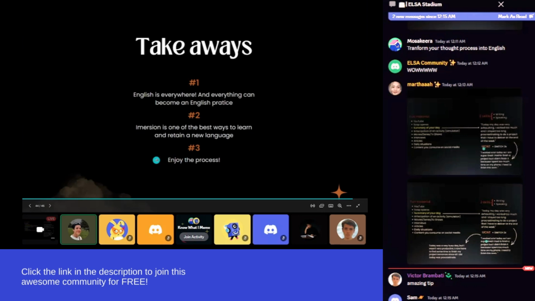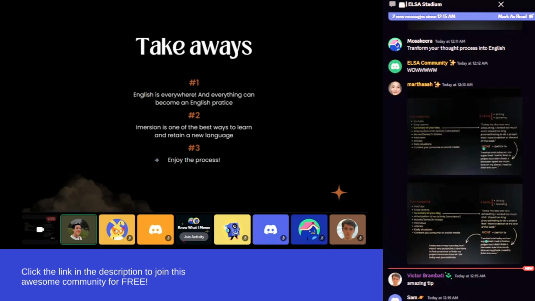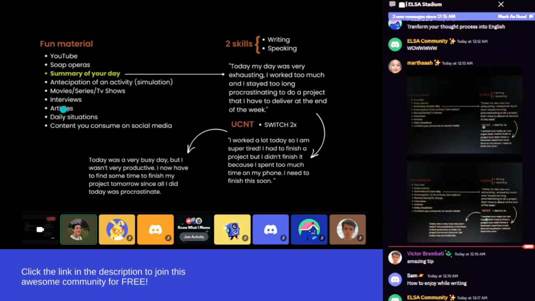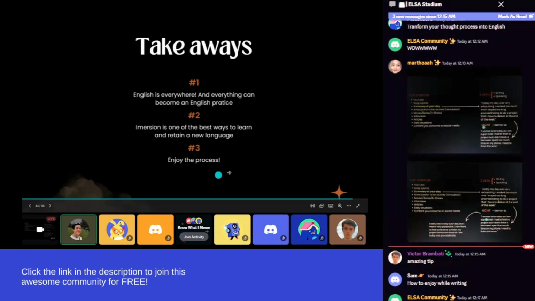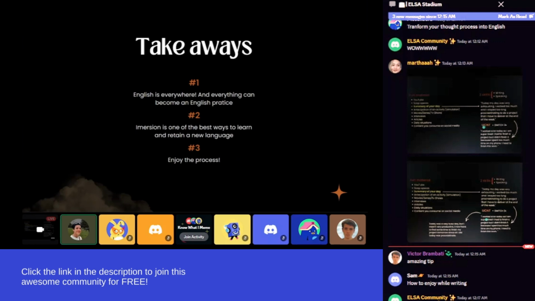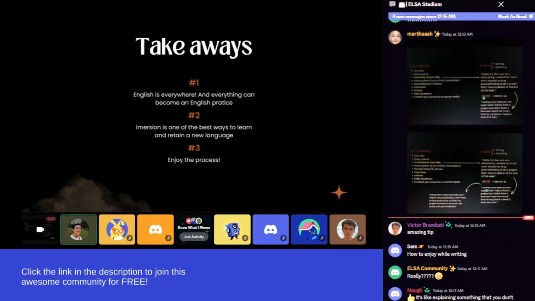For today's practice, I'm going to use the summary of my day. Okay? And I'm going to use 2 skills. Remember this? These are the ingredients: fun material, 2 skills, and the urgent, challenging need technique. So I have the fun material, and now I'm going to use the 2 skills. So I wrote in English about my day. Very easy. Today my day was very exhausting. I worked too much and I stayed too long procrastinating on a project that I have to deliver at the end of the week. A very simple paragraph that I wanted to write about my day.